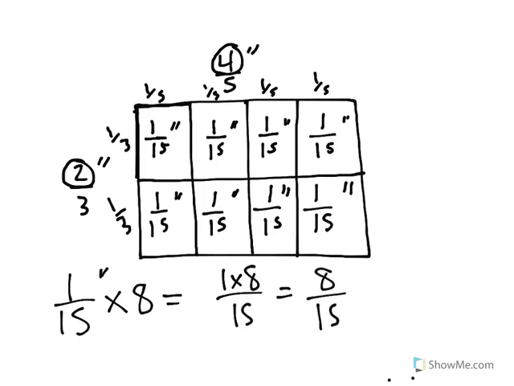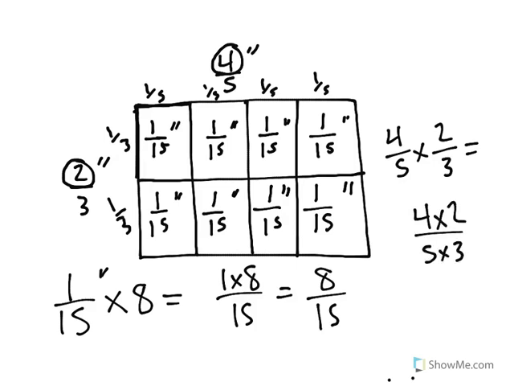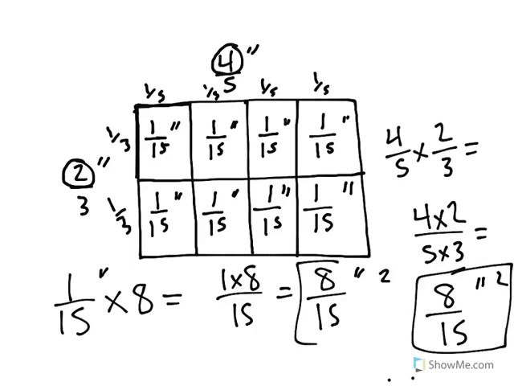Now something important to note here, if we were to just start back at the beginning and multiply length times width, guess what we would get? Well, we have 4/5 times 2/3. 4 times 2 over 5 times 3 would give us the same answer of 8/15 of an inches squared. That's what's important to note because we're talking about area. So while we did end up with the same answer while tiling, it can be easier to just multiply side lengths.